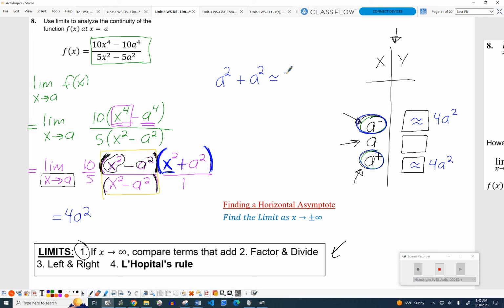So it's really close. It's not exactly 2a squared, but it's really close. And then that whole thing gets multiplied by another 2.